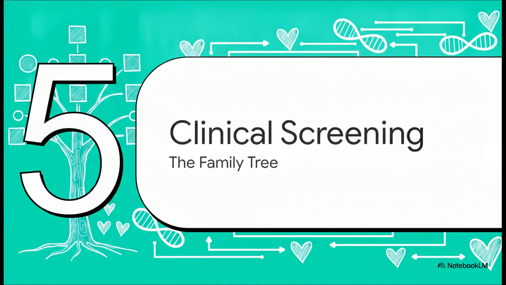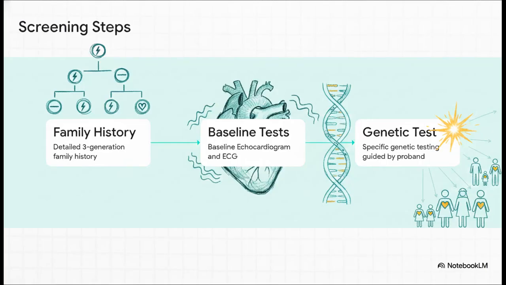Finally, Section 5, Clinical Genetic Screening, zooming out to the family tree. We've looked at the microscopic cells, we've looked at the whole heart, but now we need to look at the patient's entire family tree to understand why this matters so much in the clinic. When a patient presents with any of these phenotypes, the screening process follows a very logical progression.